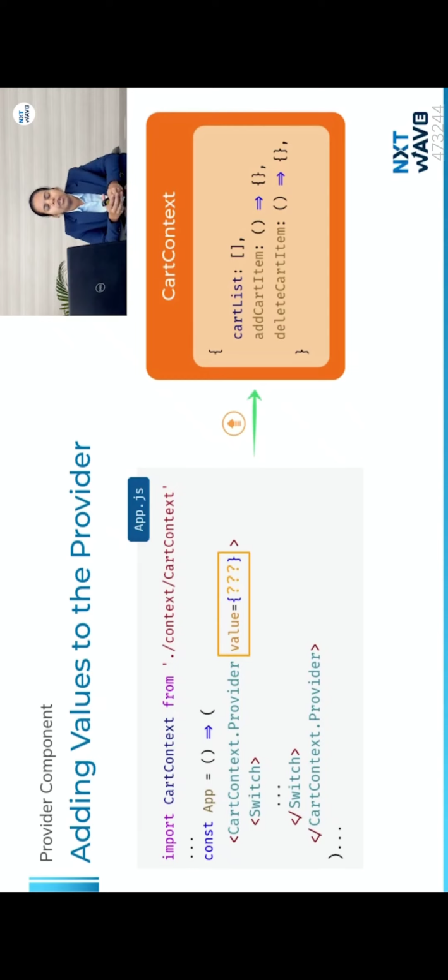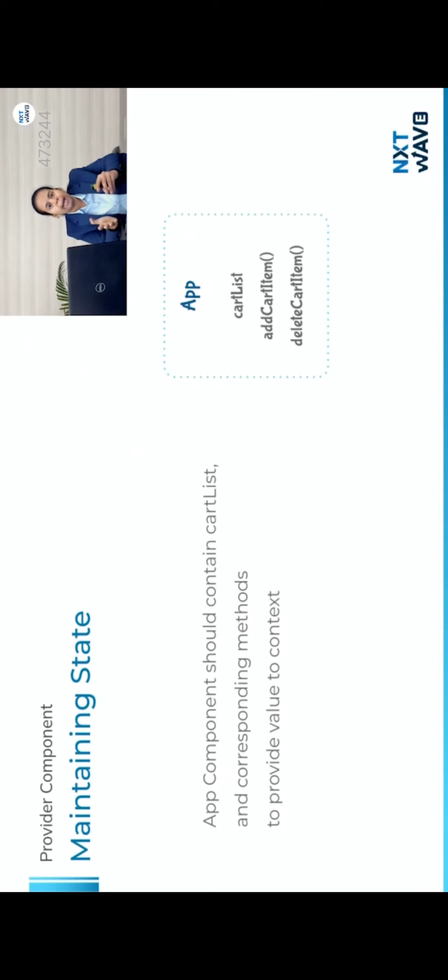Okay. So previously we understood that when it comes to providing value to the provider component, we have to provide all the keys and the corresponding values, because the entire object will be replaced by the provider component. In our cart context, we have cart list, add cart item, delete cart item. So we have to provide all these three to the provider component. That is necessary. That's the reason we need the cart list, add cart item and delete cart item at the app component. So the app component should contain all these three: the cart list, add cart item and delete cart item.